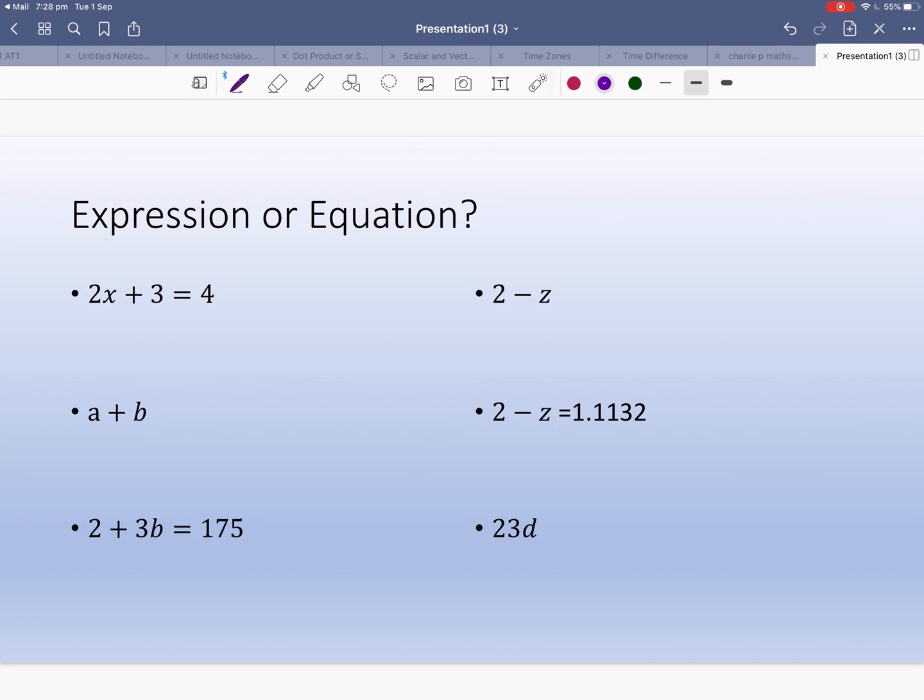Okay, so we've got expression or equation. Now I want you to look at this word. It almost looks like if we pop in an L there, it means equal. So an equation has an equal sign, whilst an expression doesn't. It just expresses itself, but it doesn't have an equal sign.